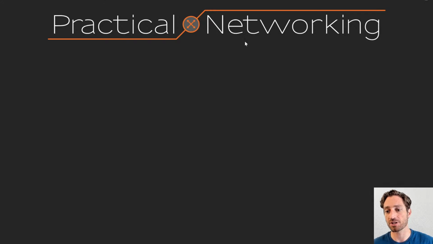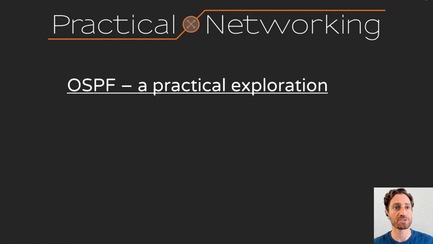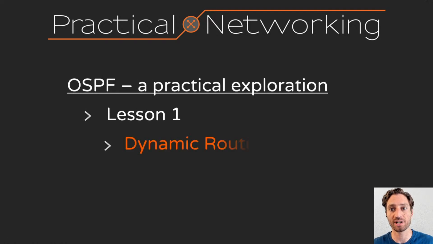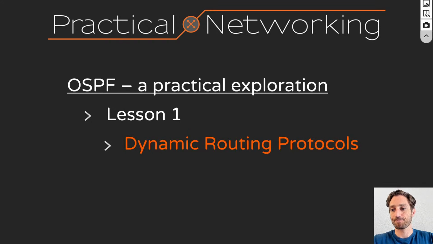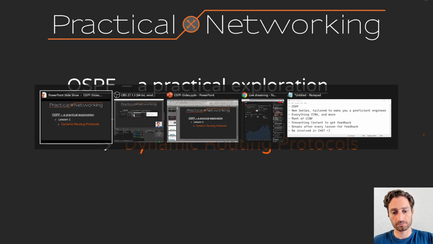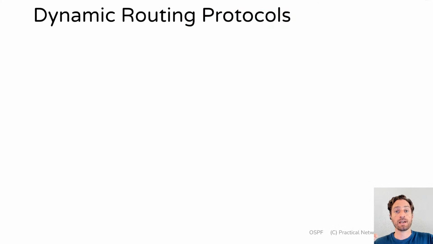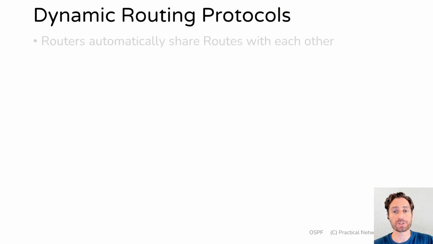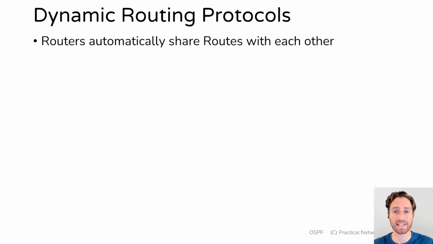But with that said, we're going to start at a pretty high level. We're going to start at a pretty high level and really just talk through, at the very beginning, just dynamic routing protocols in general. All right, so the purpose of a dynamic routing protocol is simply to have routers automatically share routes with each other.